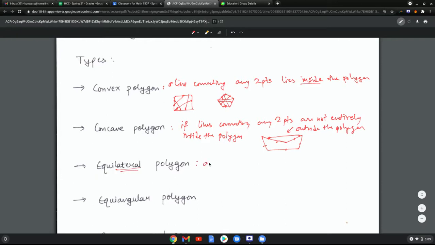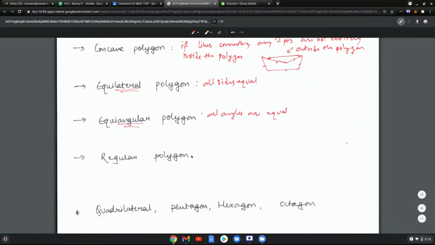Equilateral polygon means all sides are equal. Equiangular polygon means all angles are equal. And then lastly, you have a regular polygon. It's a polygon that is equilateral and equiangular. Example, square. What you have in a square is that all sides are equal and all angles are 90 degrees. Or we looked at something called an equilateral triangle, remember?